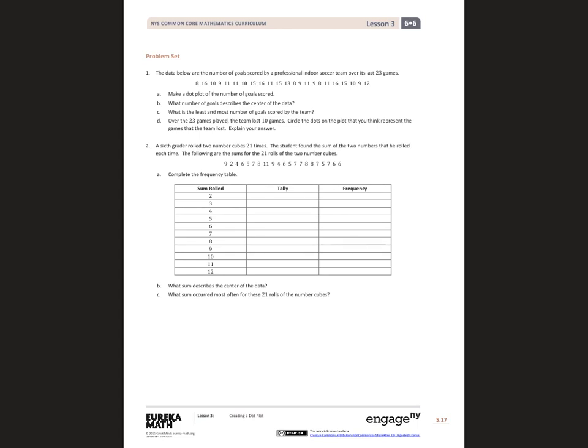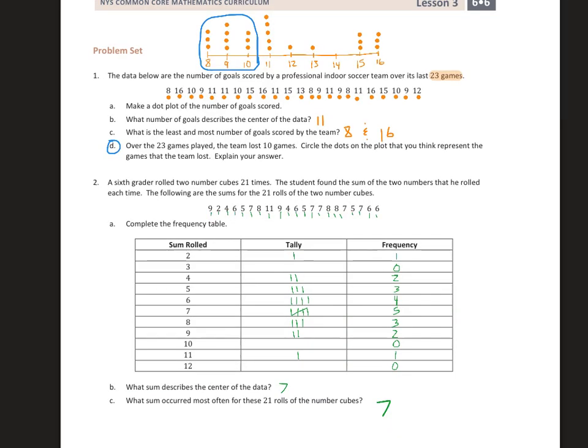Here we go. Our dot plot up here went from 8 to 16, our lowest to our highest, and then I plotted the points and counted that I had all 23 accounted for. Then it's easy right now, right? 11 is in the center. If you count how many are on the right and on the left, 11's where you end up in the center. 8 and 16 are your low and your high, your minimum and your maximum. And then I circled the bottom 3 numbers because since these are goals scored, if you lost, chances are you scored the least amount of goals.